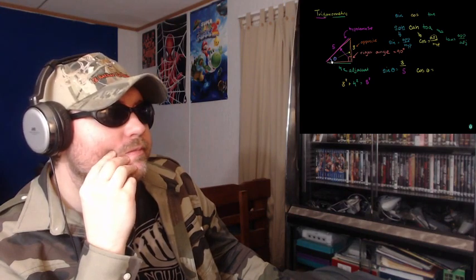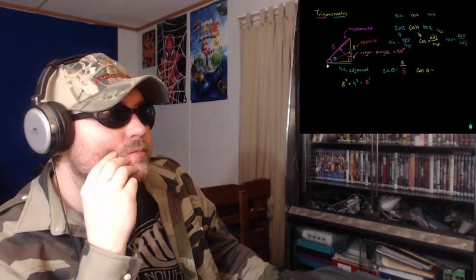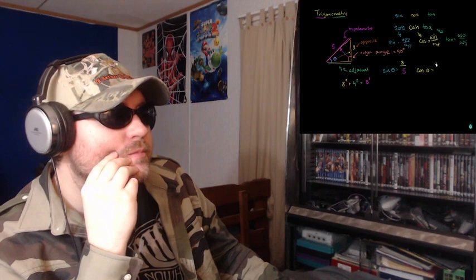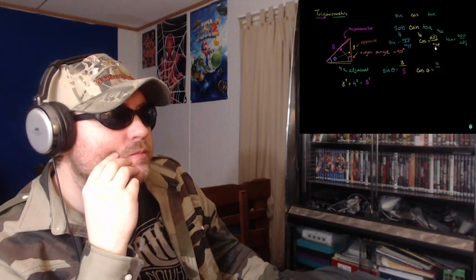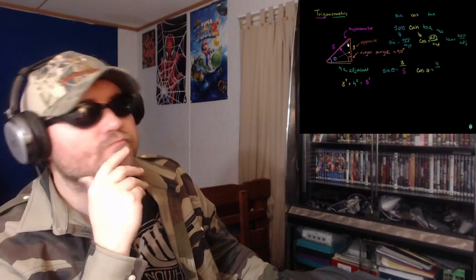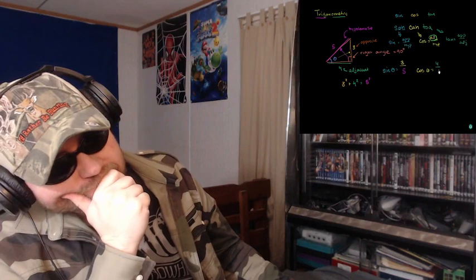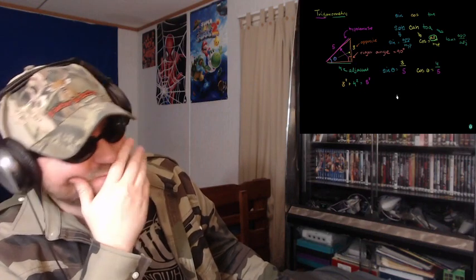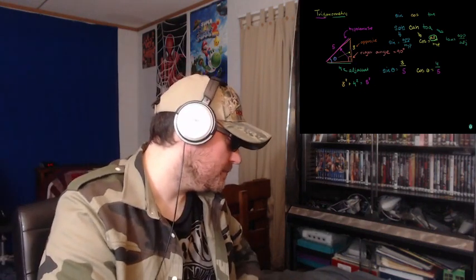So cosine of this angle, we hear about adjacent. Well, the adjacent side of this angle is 4. So it is adjacent over the hypotenuse. It's the adjacent, which is 4, over the hypotenuse, 4 over 5. Now let's do the tangent.